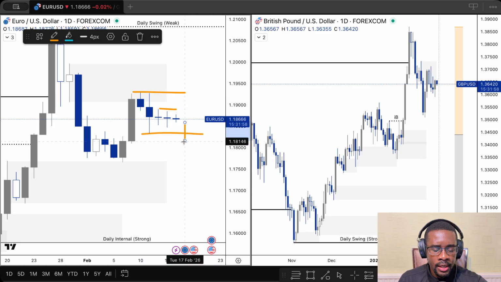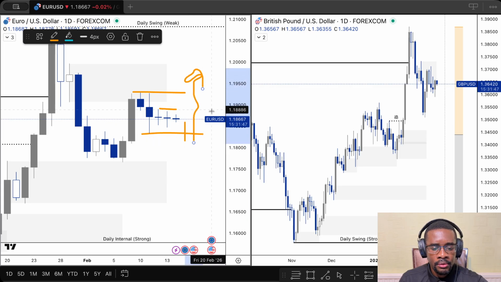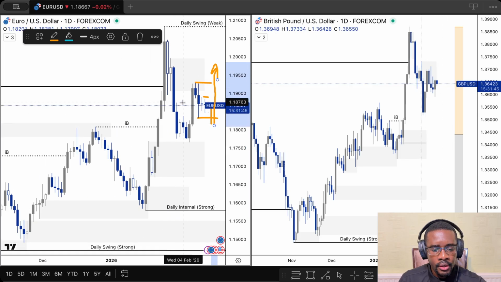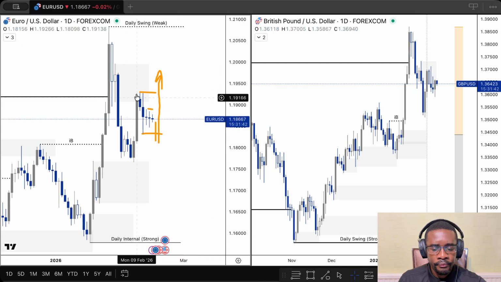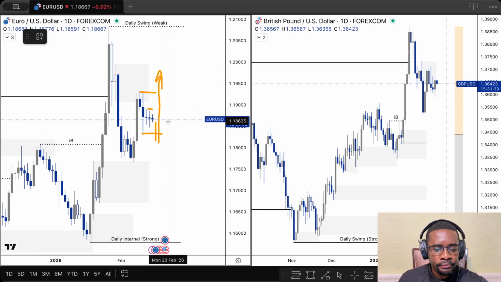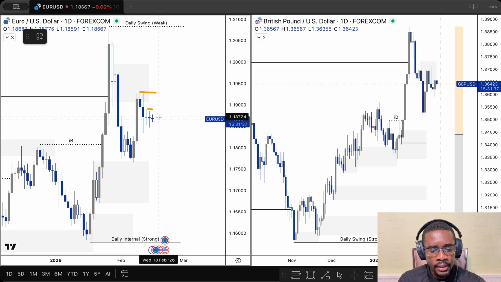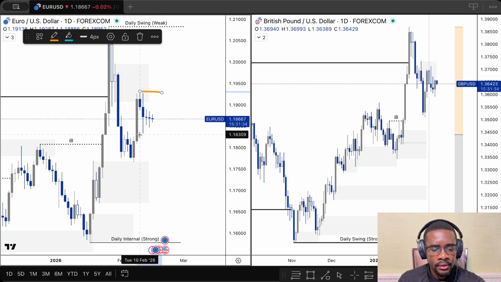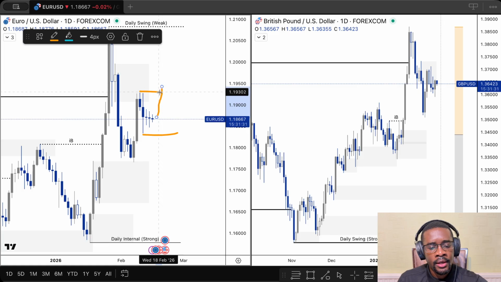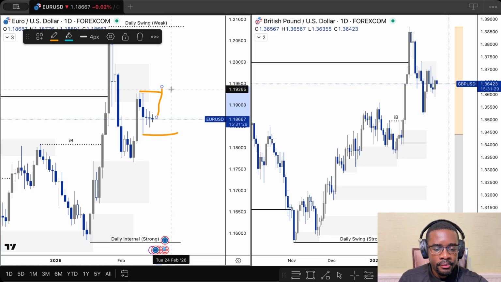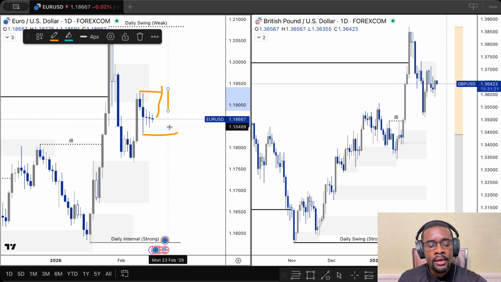We might take out the low first. If we take out the low first, then it might be a signal that price is now willing to go up. And if we take out the high first, then maybe price may come back down inside the range.